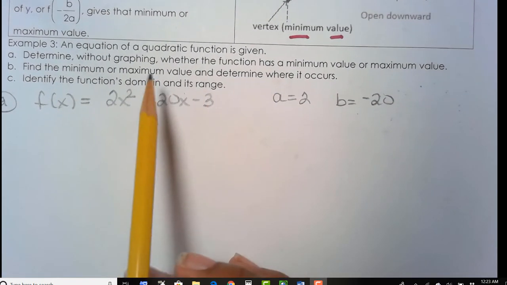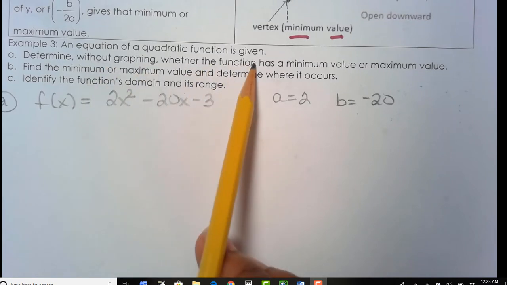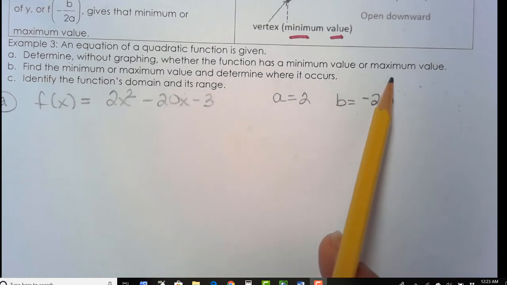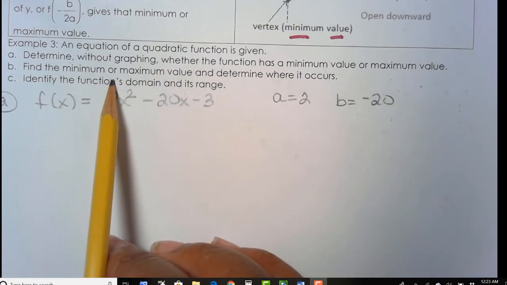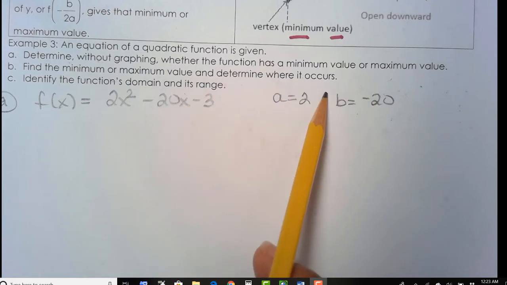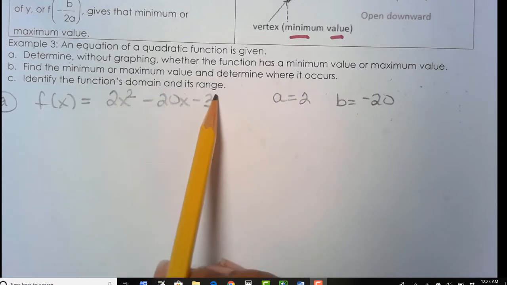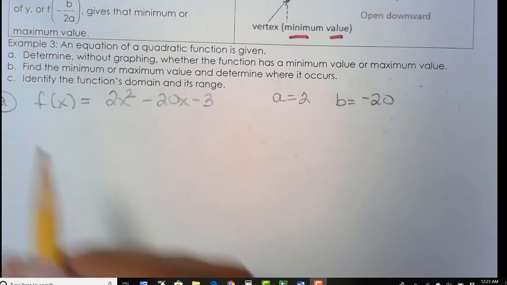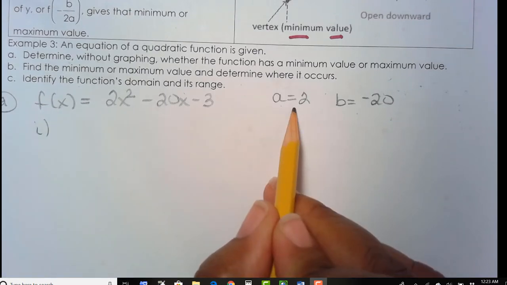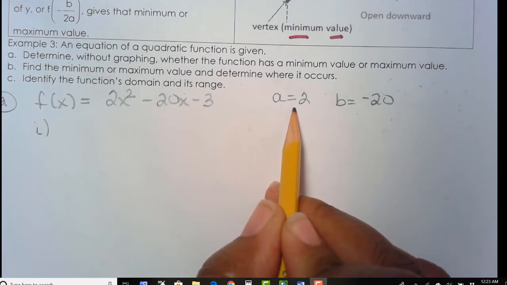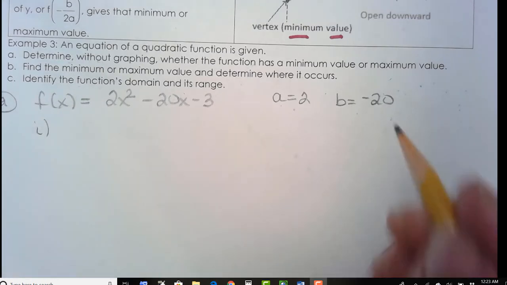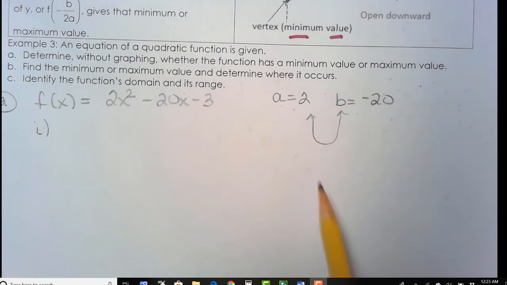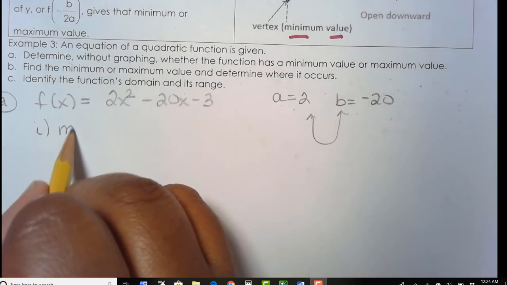So let's look at the instructions. An equation of a quadratic function is given. Determine without graphing whether the function has a minimum value or a maximum value. Find the minimum or maximum value and determine where it occurs. Identify the domain and range. So for this first example, since a is a positive 2, we know that this graph has a minimum value. Even though it says without actually graphing it, it's just a visual.